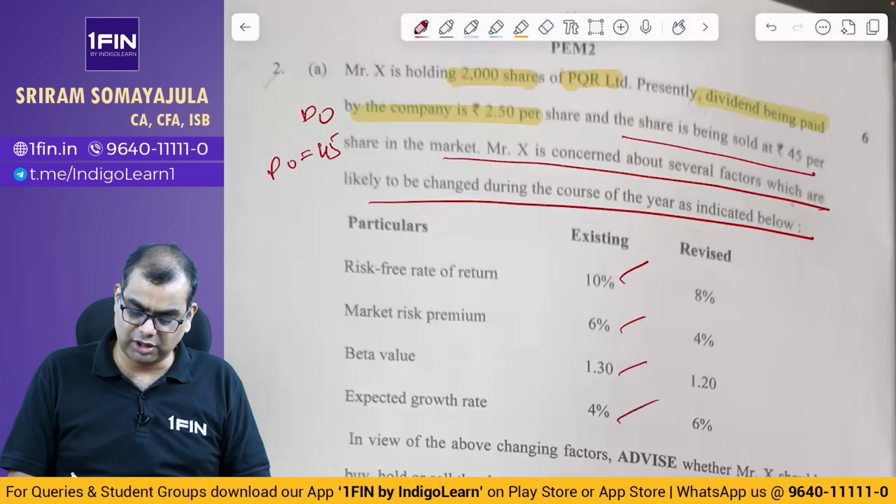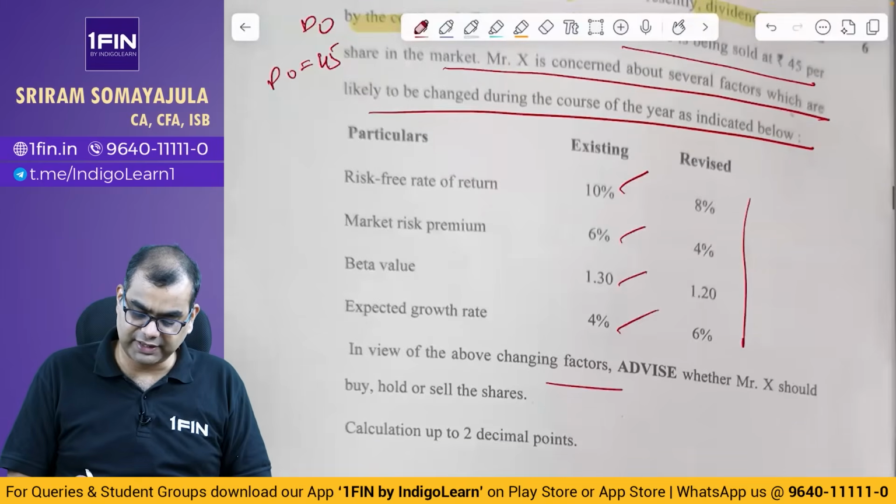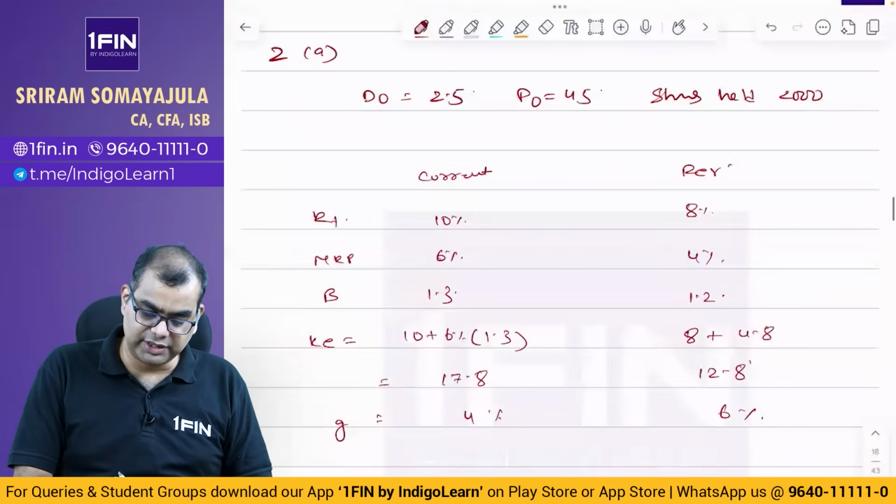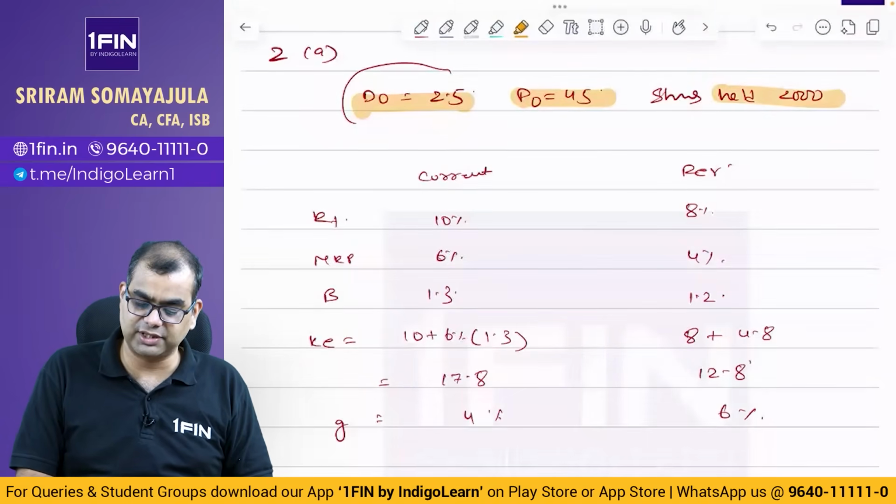Beta, expected growth rate, all of them are changing. In view of the above changing factors, advise whether you should buy, hold, or sell the shares. Answers up to 2 decimal points. So, D0 is what I've assumed. D0 is 2.5, P0 is 45, shares held is 2000.